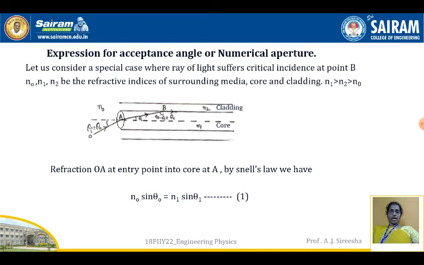Now, for ray OA at the entry point A into the core, applying Snell's law, N0 sin theta naught is equal to N1 sin theta 1. That means at point A, the angle of incidence is theta naught and the angle of refraction is theta 1. N0 is the refractive index of the surrounding medium and N1 is the refractive index of the core. So from Snell's law, N0 sin theta naught is equal to N1 sin theta 1. This becomes equation 1.